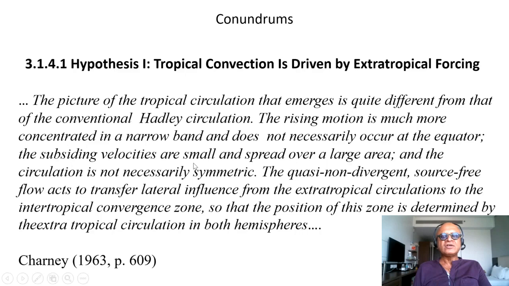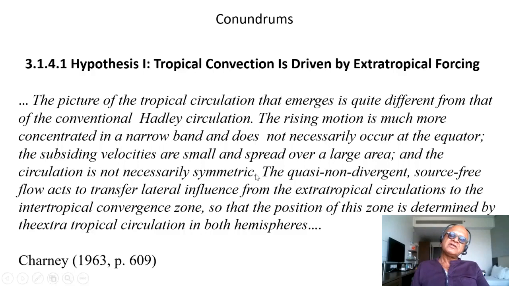So the subsiding velocities are small and spread over a large area, the subtropical highs, and the circulation is not necessarily symmetric. We already know that the ITCZ is not symmetric. The quasi-non-divergent, so barotropic, source-free flow acts to transfer lateral influence from the extratropical circulations to the intertropical convergence zone, so that the position of this zone is determined by the extratropical circulation in both hemispheres.